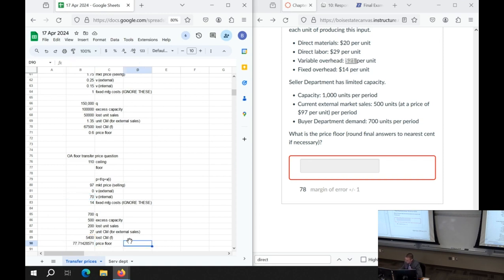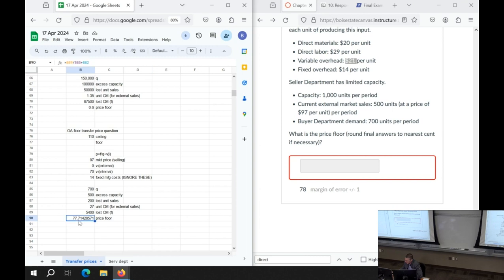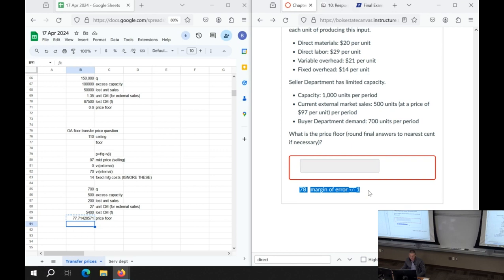So we got 77.71. That should be good enough for our answer. Oh, yeah, there we go. 78 rounds to. Looks like I'm extra generous with the margin of error. If you rounded wrong to cents, I've got you. $78 is accepted. $77 to $79 would be accepted, apparently.